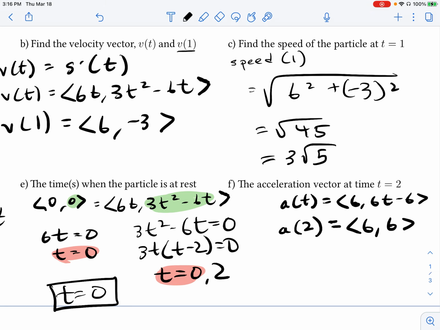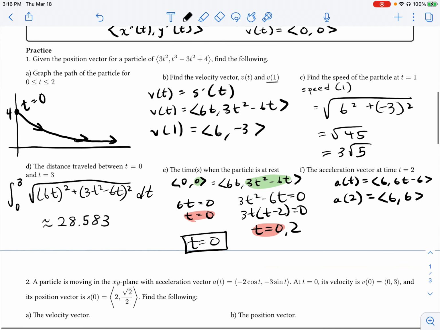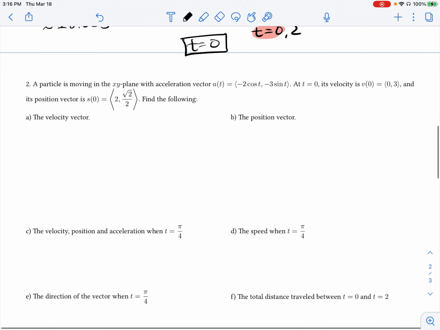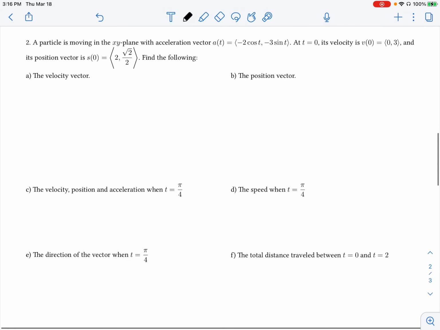Okay? I'm going to now encourage you to go ahead and try this next problem on your own. And I have the solutions posted. It's going to be a pretty similar problem, but this time notice that I'm starting out by giving you the acceleration vector. So what does that mean if we're going to need to find things like the velocity and position vector? Well, we're going to need to integrate.